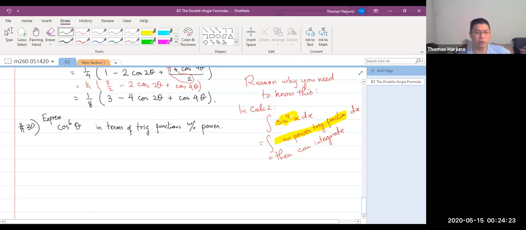Now this one will be long. This one will be quite long, as I know. Instead of letting you do that, let me show you this again. So cosine to the 6 theta, I will rewrite that as cosine squared theta cubed.